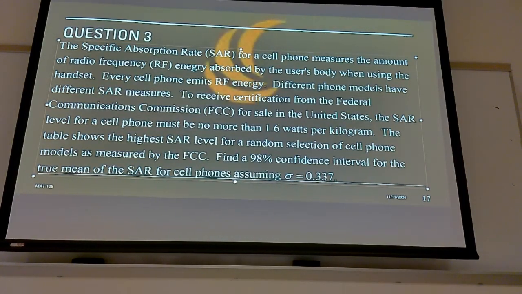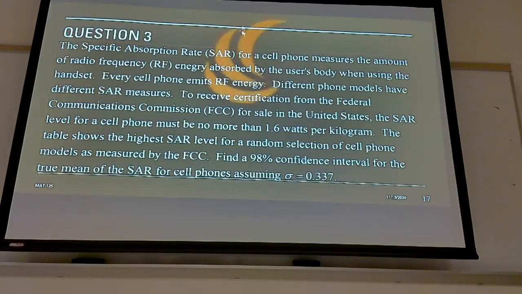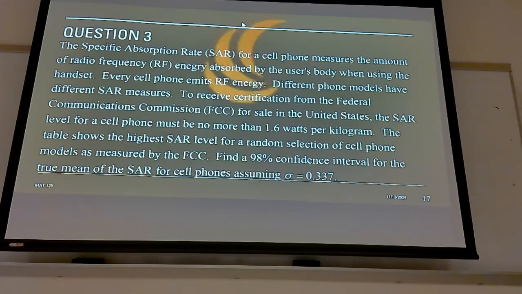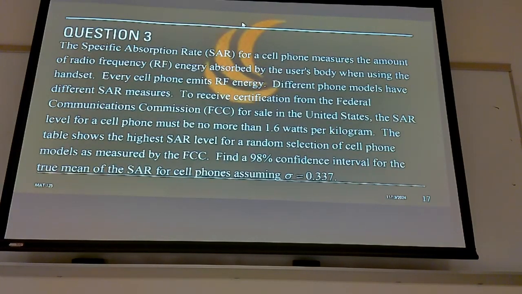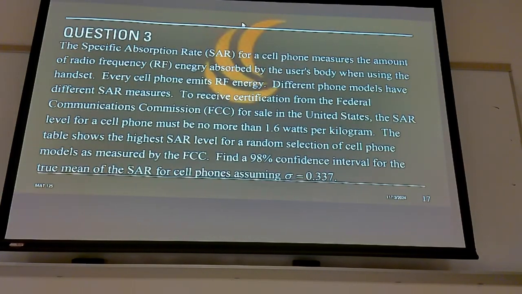The table that's going to be on the next slide shows the highest SAR level for a random selection of cell phone models as measured by the FCC, which means that table is probably not accurate because it's a government agency and they are very ineffective. Find a 98% confidence interval for the true mean of the SAR for cell phones, assuming that we know the population standard deviation is 0.337. All right, so most of that information is not really needed, it's just giving you background.